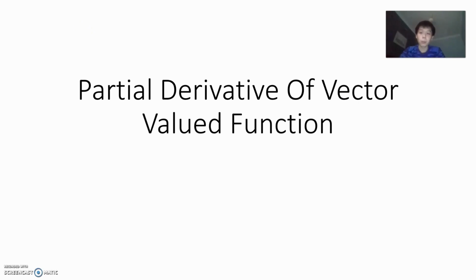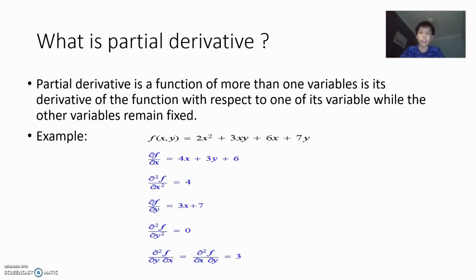Today I'll be talking about partial derivative of vector valued function. I'll proceed with this chapter by going to the next slide. What is partial derivative? Partial derivative of a function of more than one variable is the derivative of the function with respect to one of its variables while the other variables remain fixed.